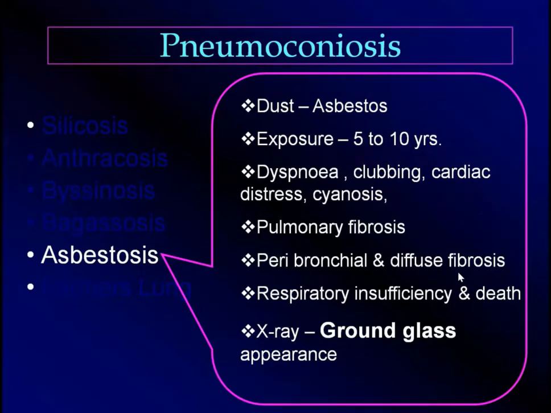The other symptoms are pulmonary fibrosis and peribronchial or diffuse fibrosis, meaning the lower lung is commonly affected, and it also causes respiratory insufficiency, and finally it can cause death. On X-ray or radiology, the characteristic feature of asbestosis is a ground glass appearance, and in pathological reports it shows asbestos bodies. So histopathology shows asbestos bodies, and on X-rays it shows a ground glass appearance. These two are the important points under asbestosis.